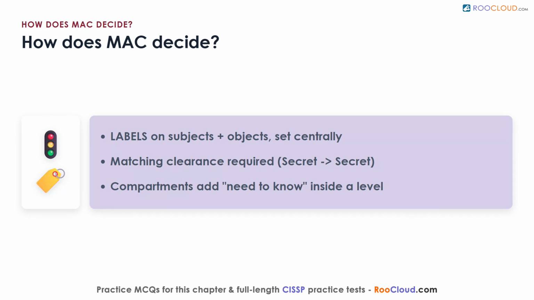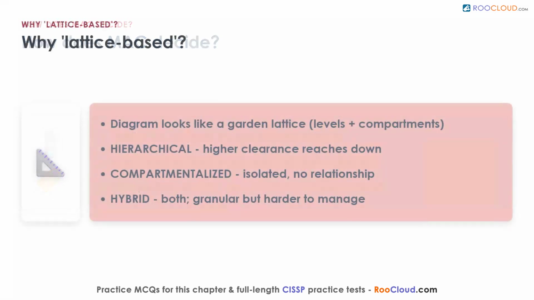Because a clearance alone is not enough, the model layers in compartments, like separate boxes inside a level, so you also need the specific compartment label to enter. That is the need-to-know principle baked directly into the design. Why is mandatory access control called a lattice-based model?